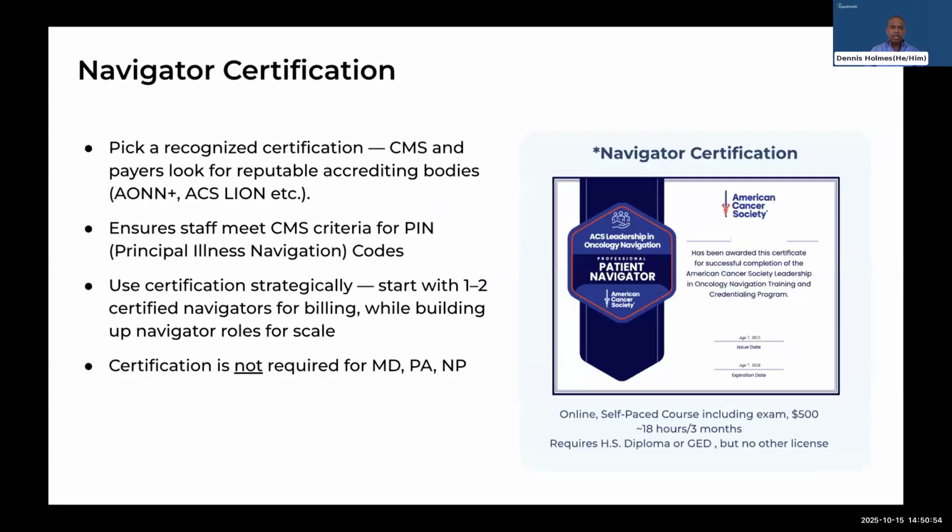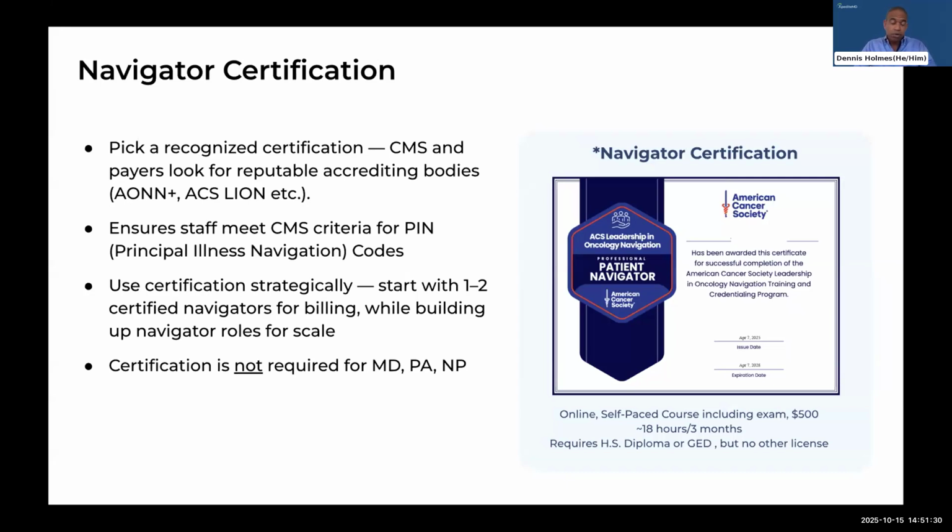Now, I mentioned earlier that certification is required for auxiliary personnel. This is just an example of one of the certification programs available. Of course, you can have a nurse who's already an oncology nurse and she doesn't require any additional qualifications. But for many practices that are expanding the role of navigation, they're working with people that have not been trained as navigators. So the American Cancer Society has tried to make the process of navigation education easier by establishing an online self-paced course that includes an exam that your staff can take online.